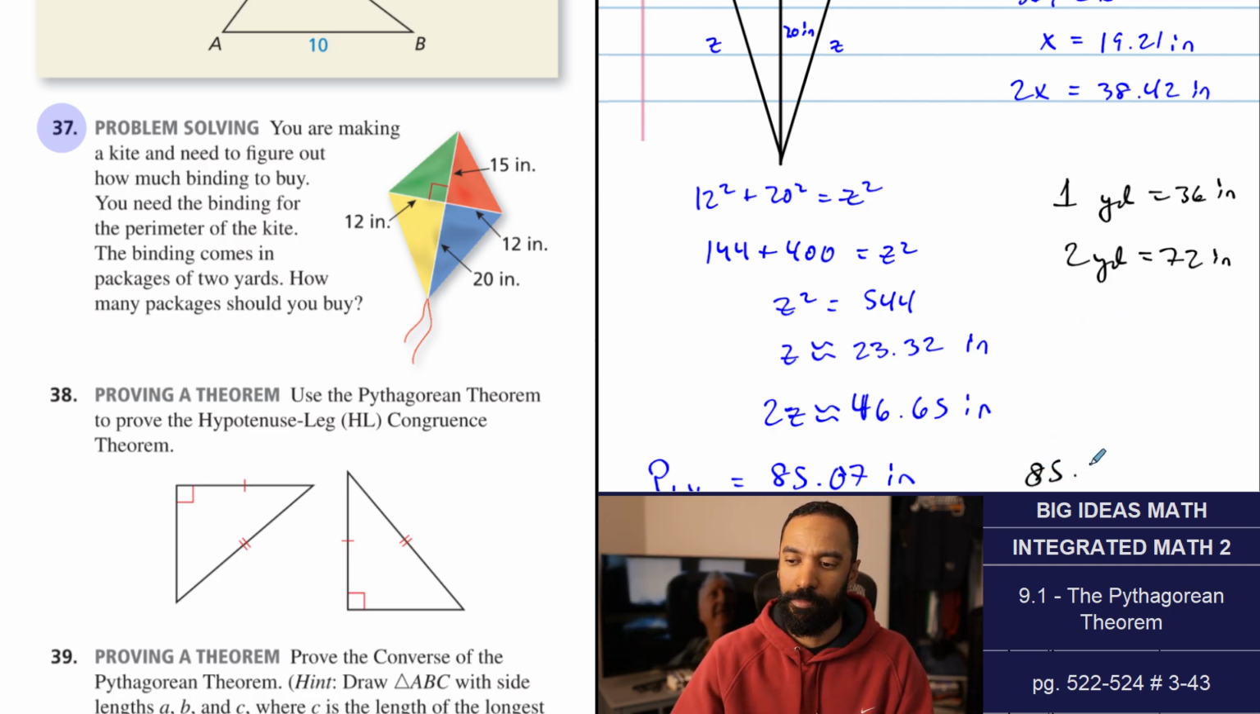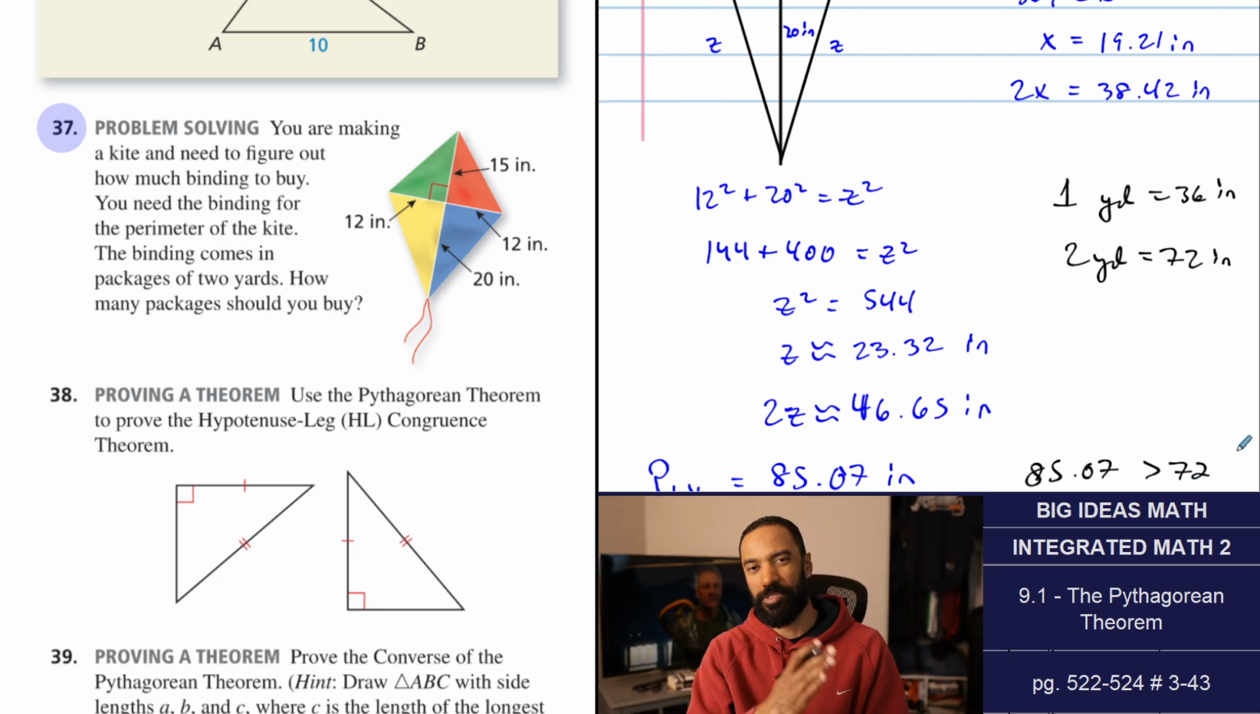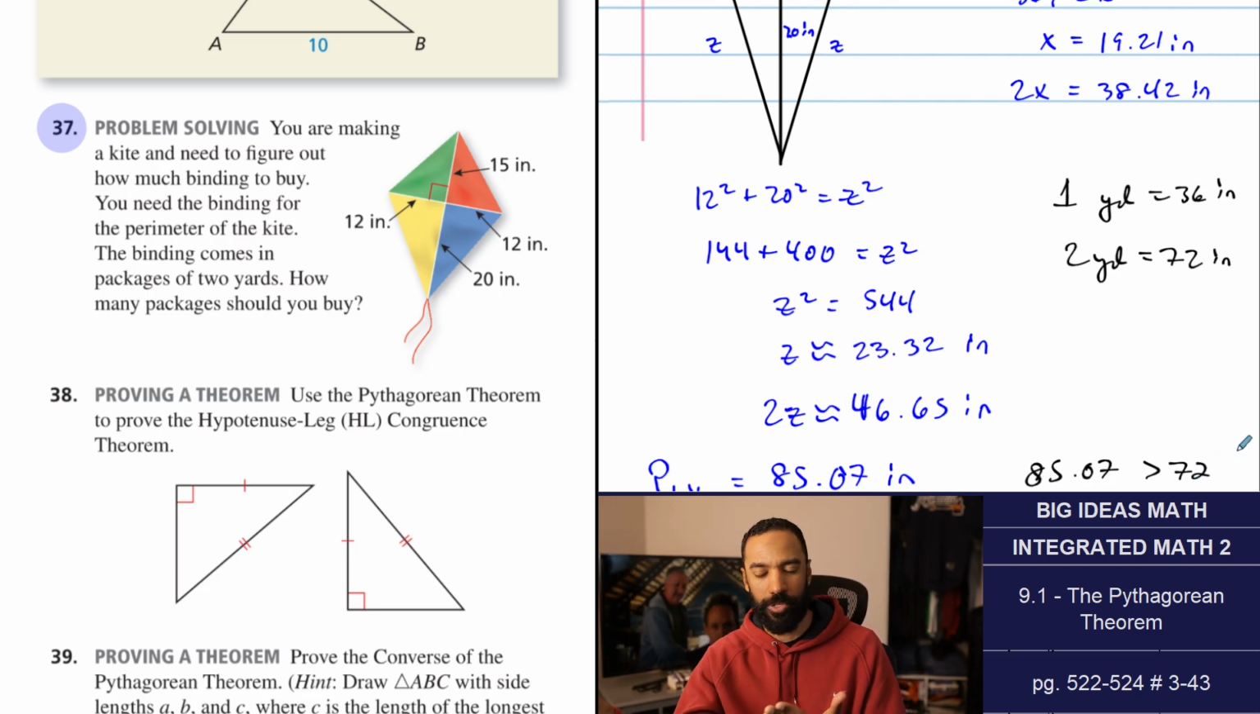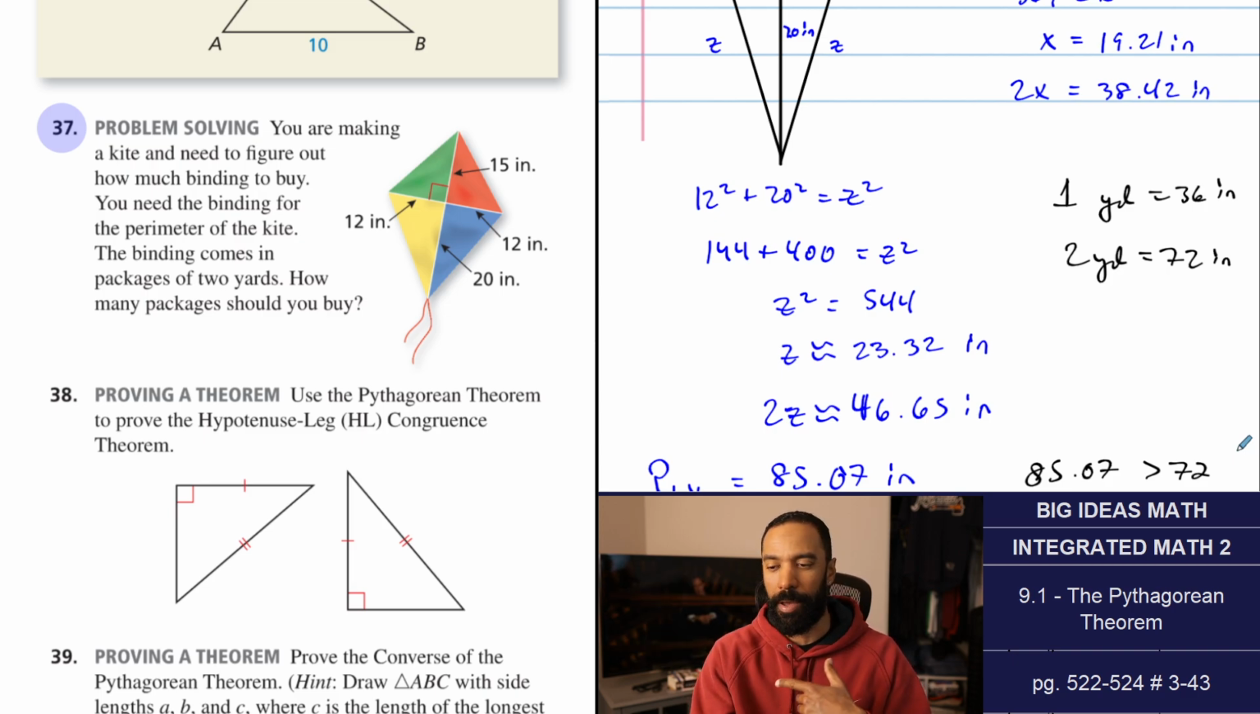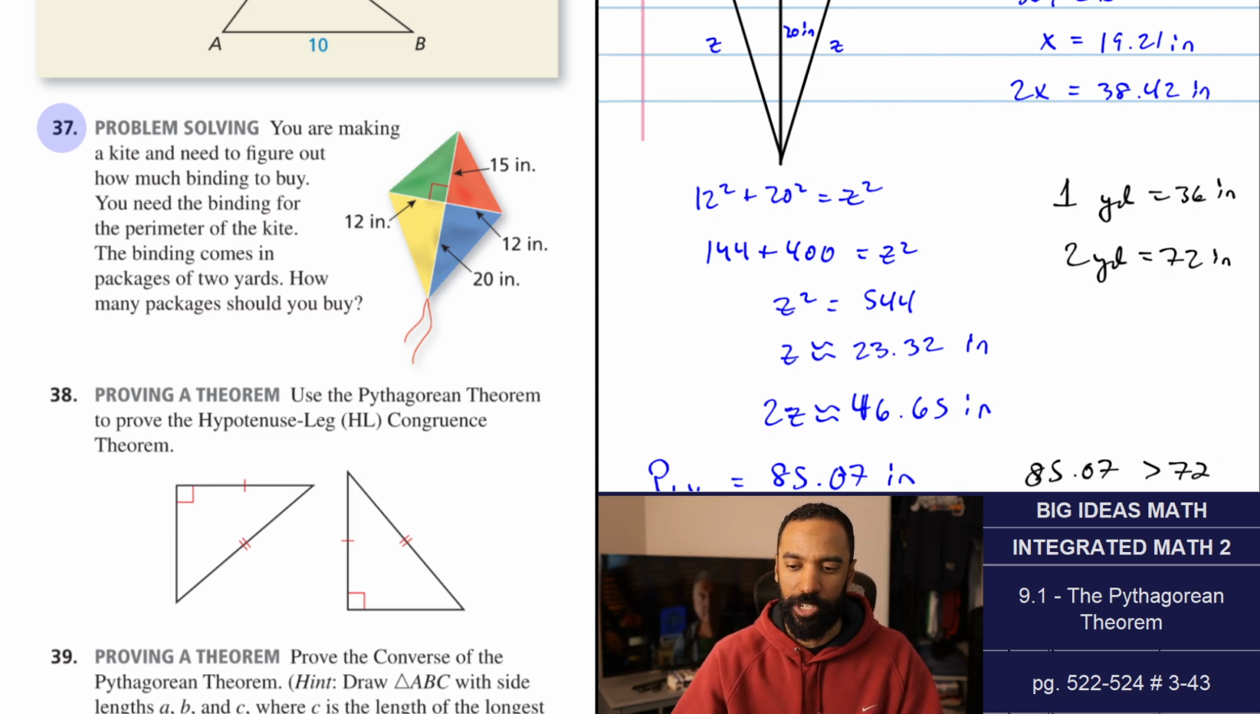85.07 is greater than 72. There's more to it than that. It's the multiples of 72: 72, 144, 216. But 85 is the next step up, so you need to buy 2 packages.